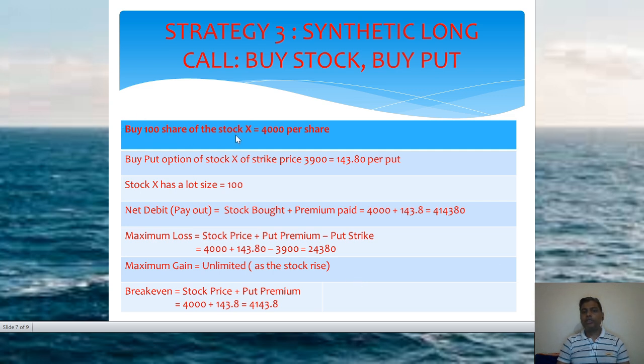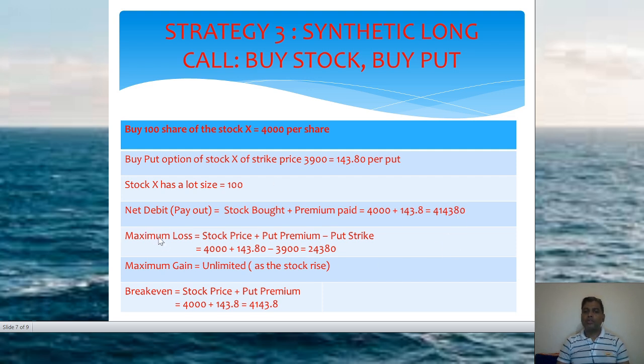Now consider an example. If we buy 100 shares of stock X, which is trading at 4,000 rupees per share, and we buy the put option of stock X of strike price 3,900 at a premium of 143.80 per put. And this stock X has a lot size of 100. So the net debit would be stock bought plus premium paid. That means 4,14,380 would be deducted from our account.